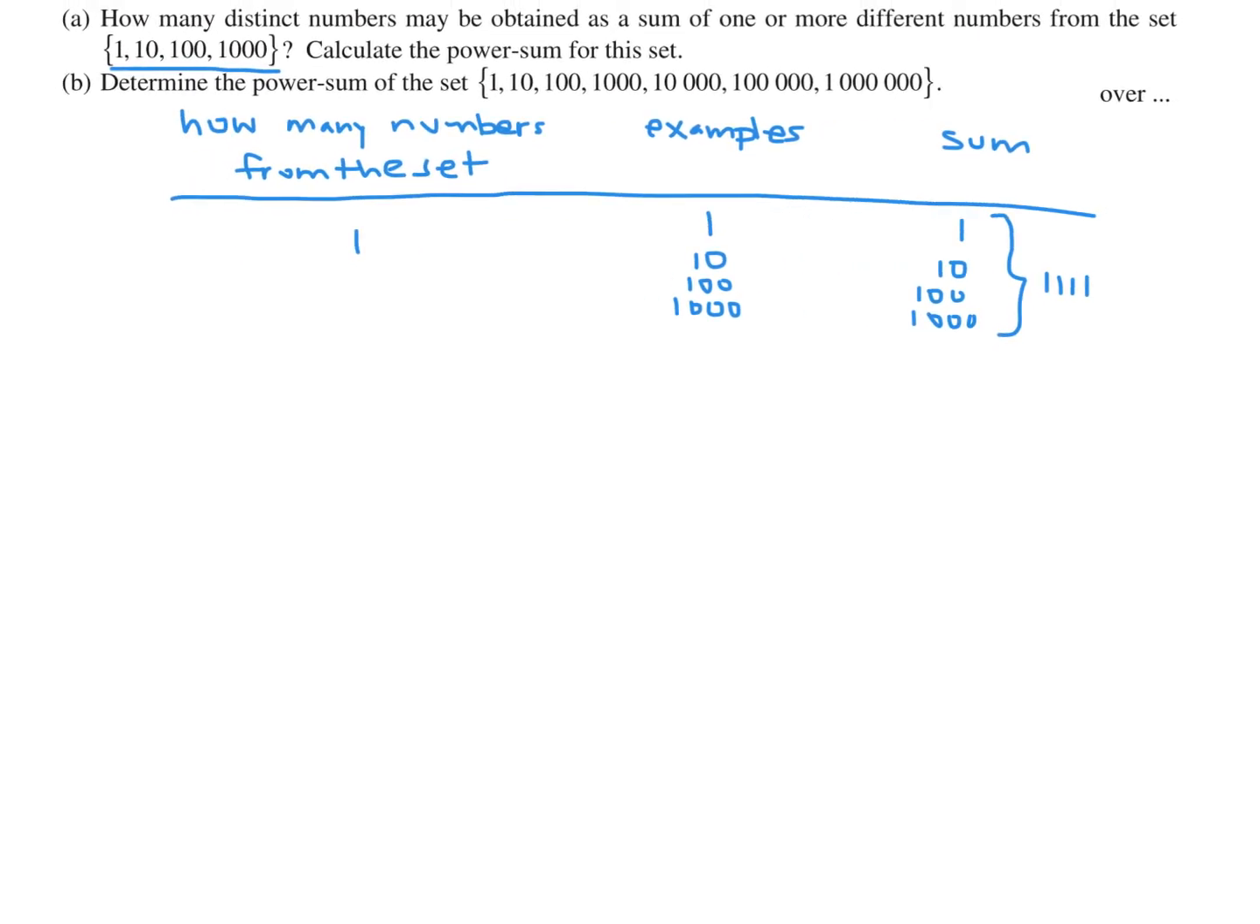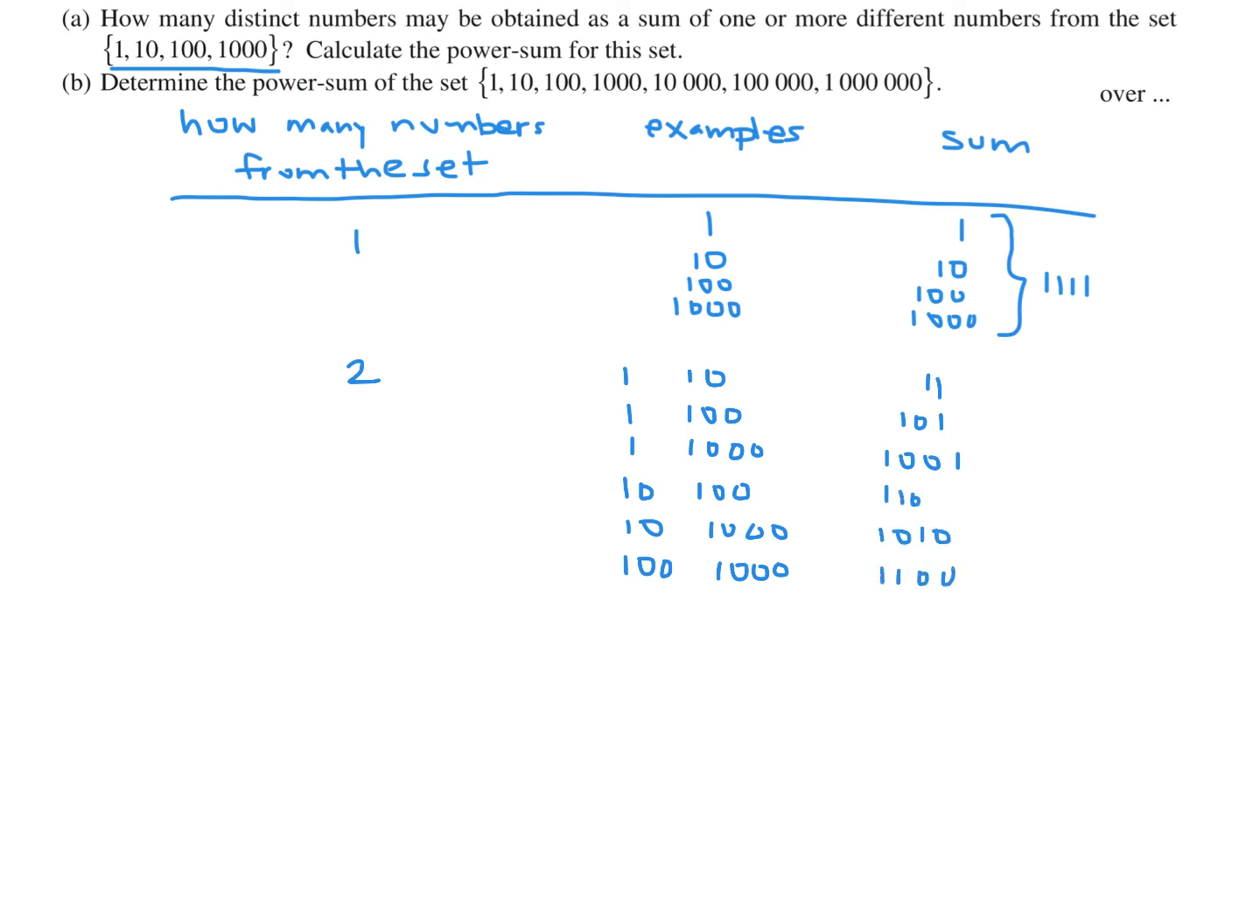Okay, what about if I choose two numbers from that set? So examples are 1 and 10, 1 and 100, 1 and 1000, or 10 and 100, 10 and 1000, and then finally 100 and 1000. Now these sums are, let's see, 11, 101, 1001, 110, 1010, and 1100. And this whole sum is 3333.